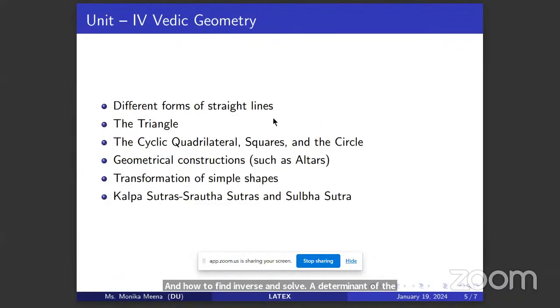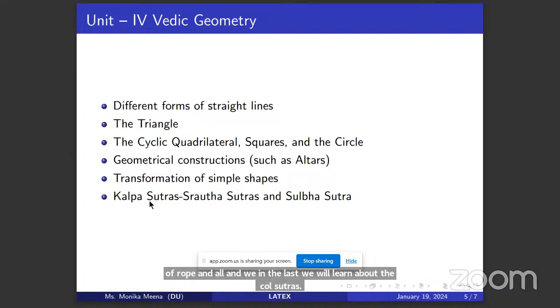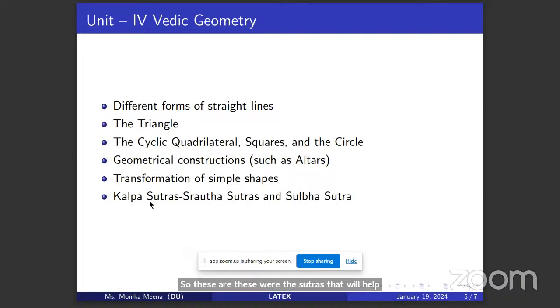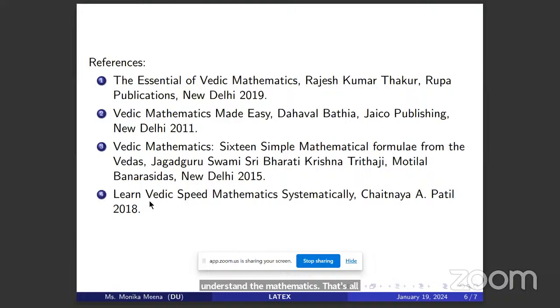And in the last unit, we will learn about geometry, how geometry was used in the construction of altars and so on. We will see how, in ancient times or in Vedic culture, the Vedic priests used to create these geometrical structures with the help of rope. And in the last we will learn about the Kalp Sutras. These were the sutras that will help us to understand the mathematics. That's all. These will be the essential reading for us.